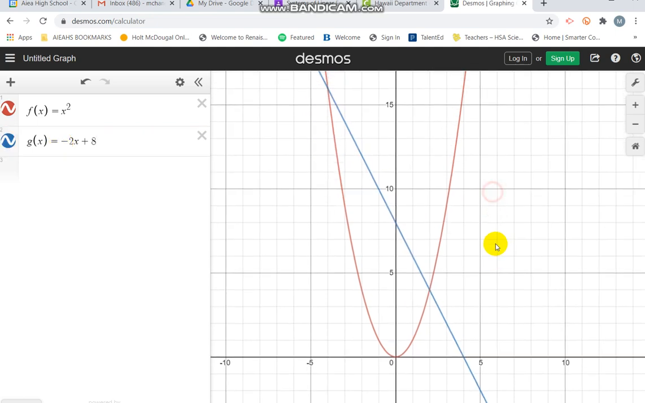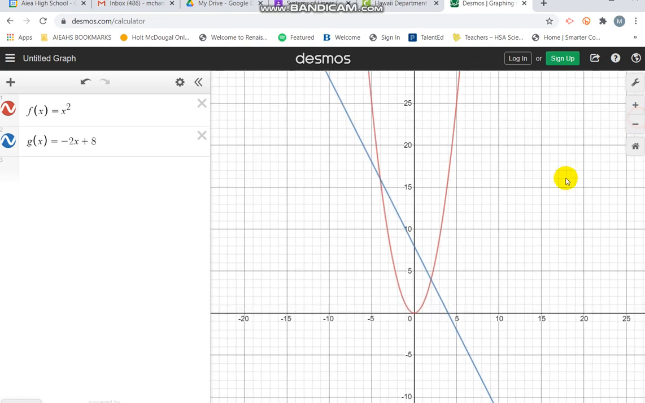Now, this is where it gets a little bit interesting. If we look at the graph, think about how many solutions we have now. In order to find the number of solutions, you're just looking at where the red curve and the blue line cross each other. As you can see, they cross at negative 4 comma 16, and at the other point they cross, it's going to be at 2 comma 4.